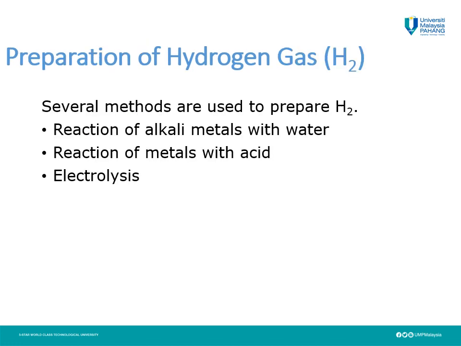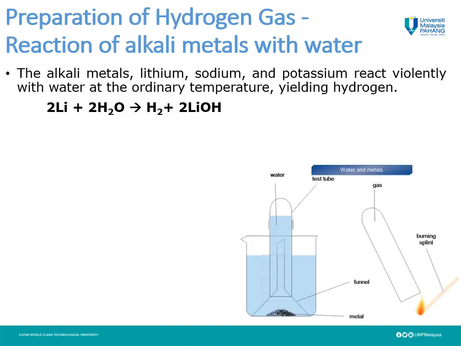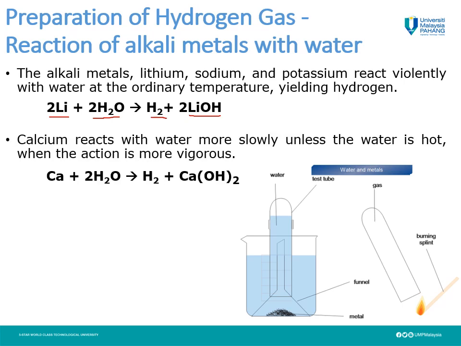There are several methods to prepare hydrogen, including reaction of alkali metals with water, reaction of metals with acids, and electrolysis. For the first, alkali metals such as lithium, sodium, and potassium react violently with water at ordinary temperature, yielding hydrogen. Lithium metal in contact with water will produce hydrogen and also lithium hydroxide.